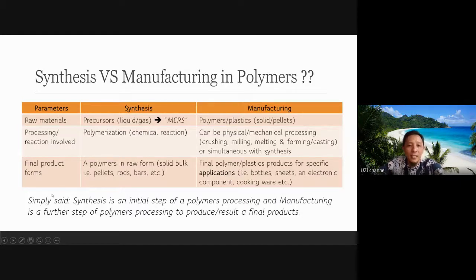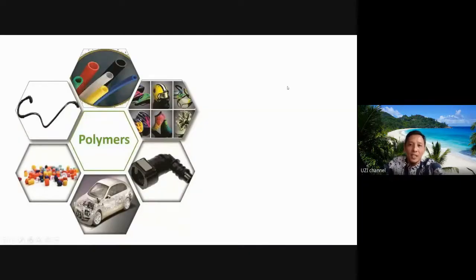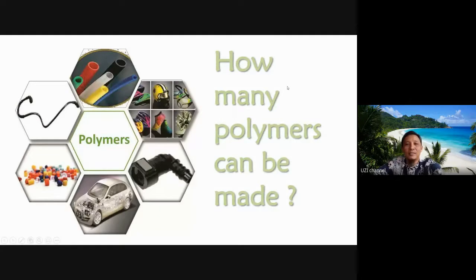Or simply said, synthesis is an initial step of polymer processing, and manufacturing is a further step of polymer processing to produce the final products. Okay, so we can distinguish the difference between the synthesis and manufacturing of polymers. I have another question for you, for students. How many polymers can be made?